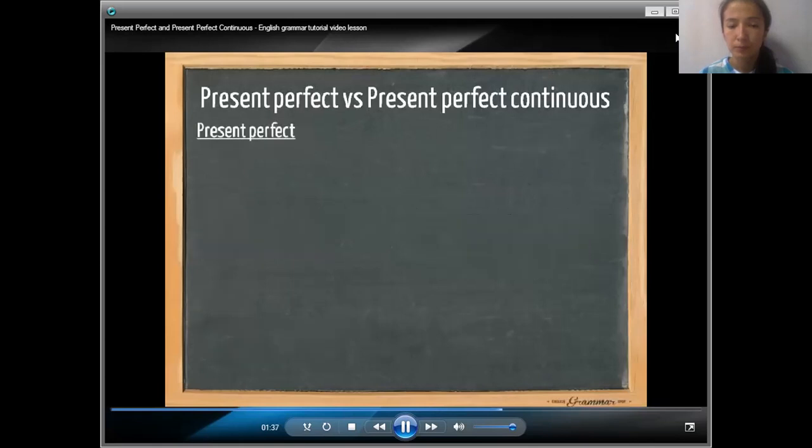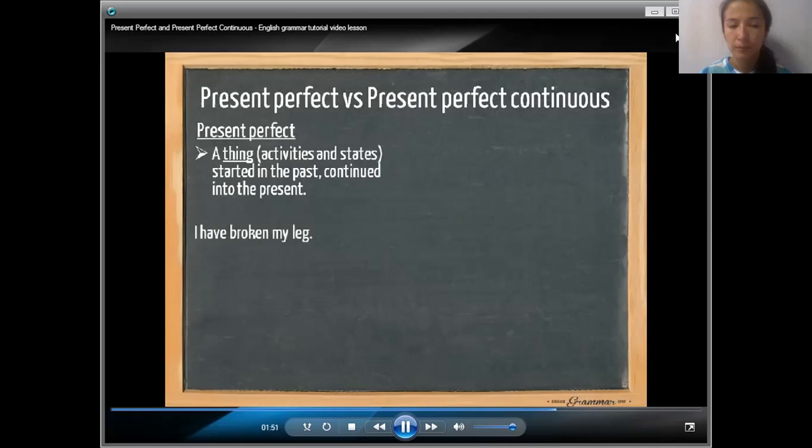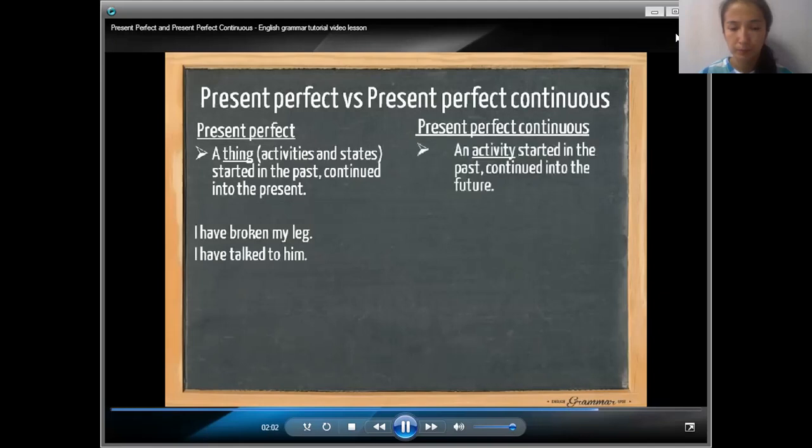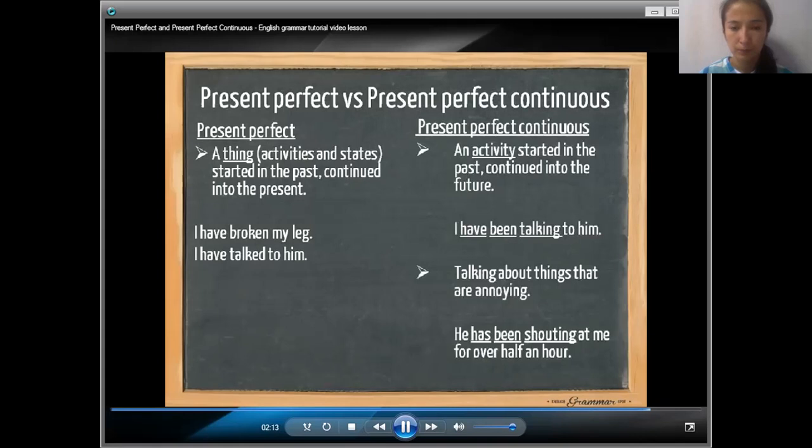Now let's have a look at the difference between the two. A present perfect is used for a thing which can either be an activity or a state which started in the past and has continued into the present. For example, I've broken my leg and I've talked to him. A present perfect continuous is used for an activity that started in the past and continues into the future. For example, I've been talking to him. We cannot say I've been breaking my leg. We also use the present perfect continuous when talking about things that are annoying. He has been shouting at me for over half an hour.